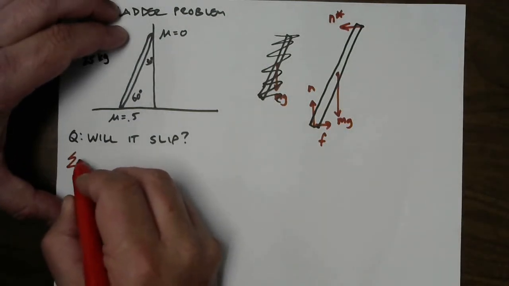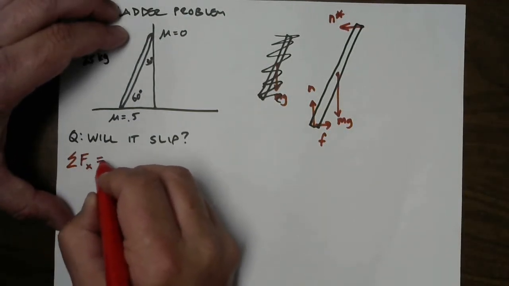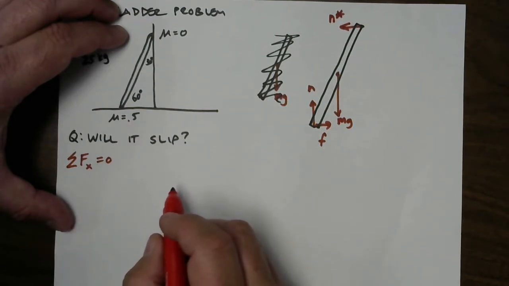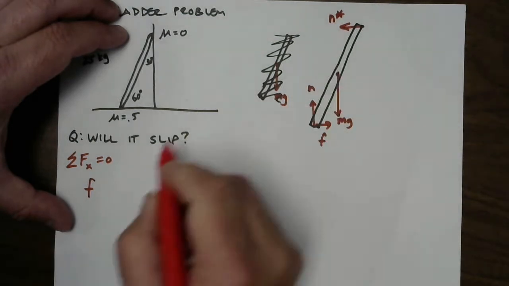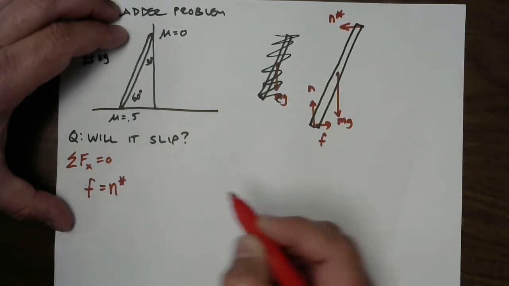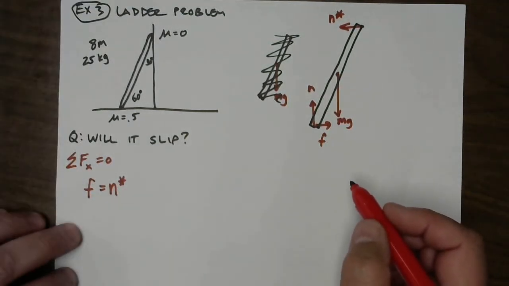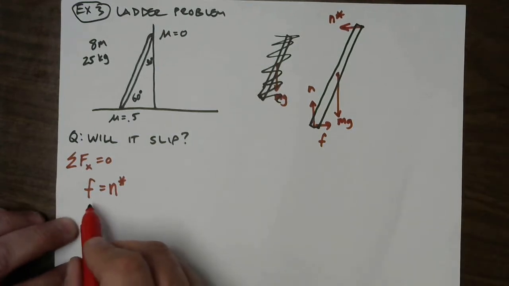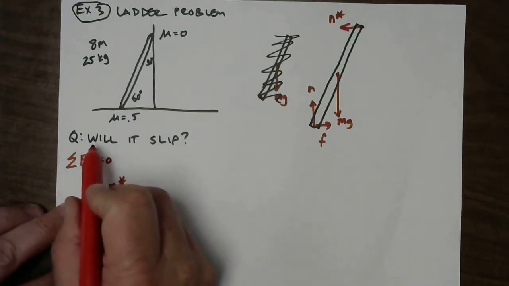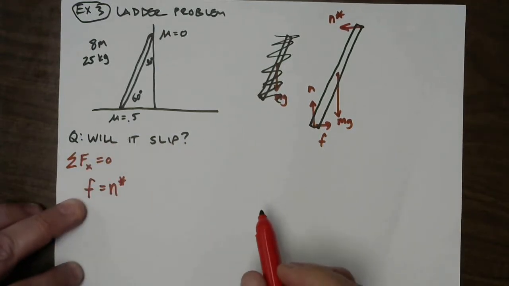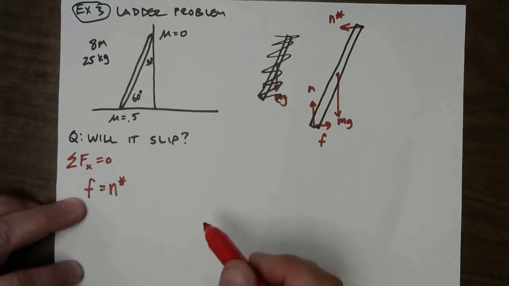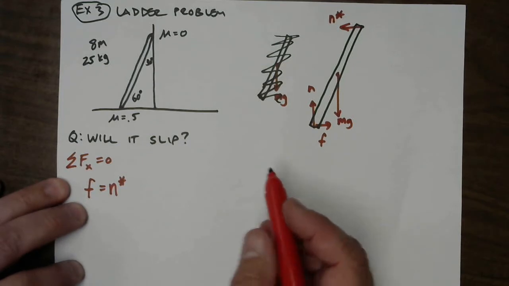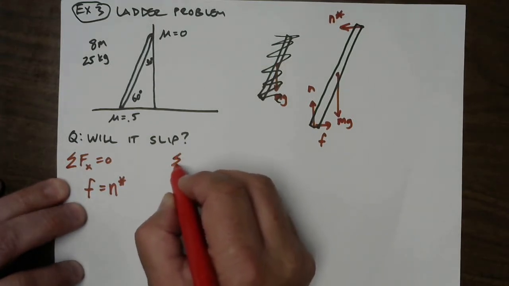First of all, the sum of all the forces in the x direction must be equal to 0. That means x direction, frictional force, must be equal to N star. I don't know either one of those. I suspect that I will need to know the frictional force to answer the question, will it slip? That seems to be the kind of force I need to know. So this probably will be an equation that I will use later. Let's now look at the y direction forces.